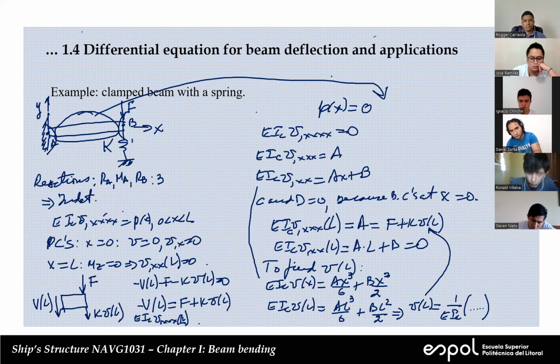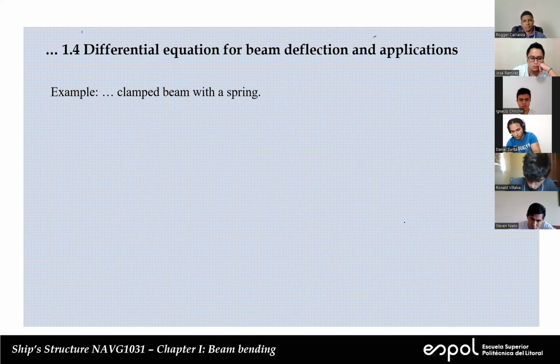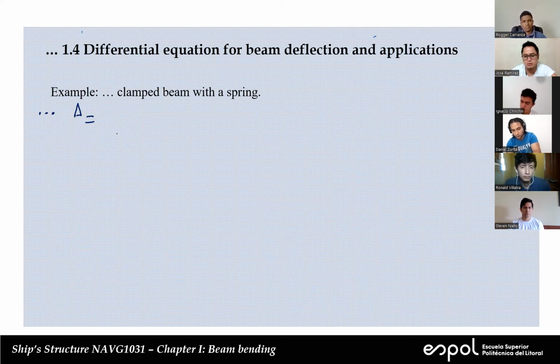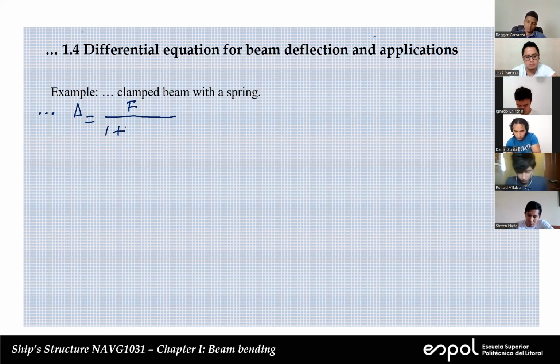I'm going to give you my solution. My suggestion is please check it at home, just in case. So A is going to be equal to F divided by 1 plus K L cubed over EI sub C. Please, at home, check.